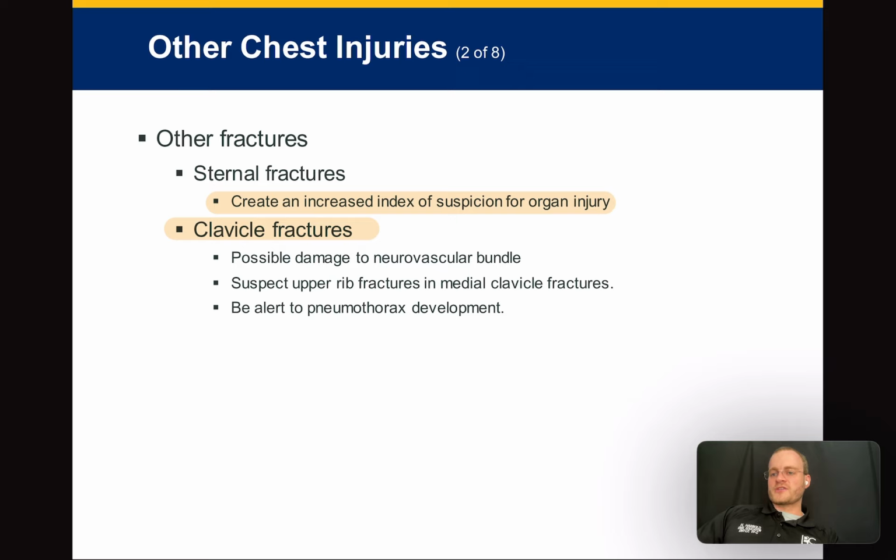Suspect upper rib fractures with a medial clavicular fracture. If you break the middle of the clavicle, you would suspect that you could break the ribs below that. Be alert to a pneumothorax developing too. So think about this. The lungs run all the way up here to the apex, the top of the lung runs all the way up here underneath your collarbone. If you break that collarbone, especially the middle portion of it, you could potentially poke a hole in the lung and cause a pneumothorax.